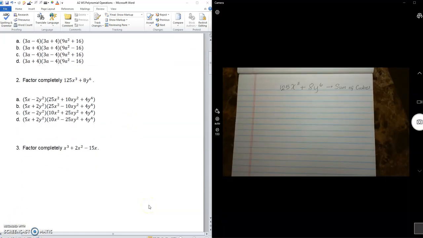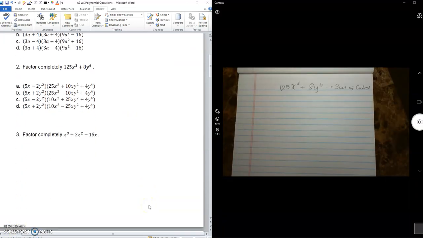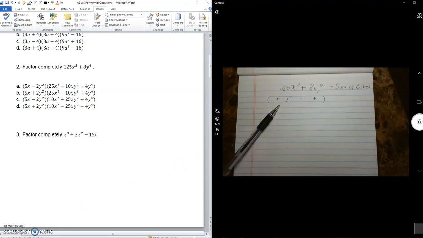All right, so number two, factor completely 125x to the third plus 8y to the sixth. And you know that this is a special product called sum of cubes. So let's go ahead and do this by hand. Make two parentheses, one short and one long. Follow the pattern plus minus plus because this is a plus, this has to be a plus. Get the cube root of 125x cubed, which is 5x.